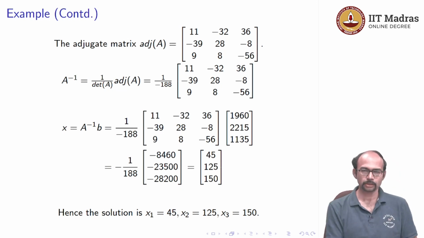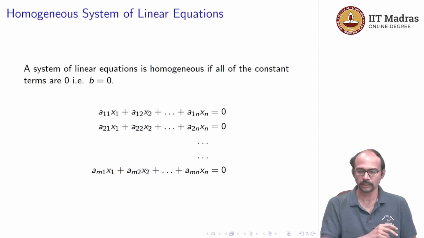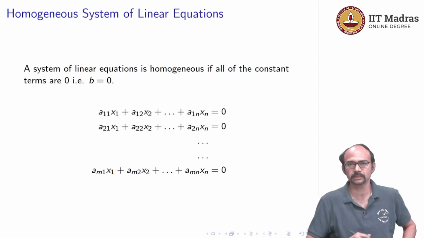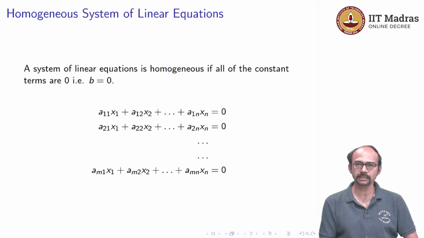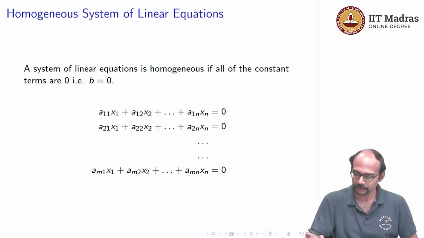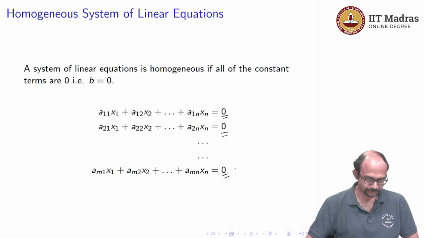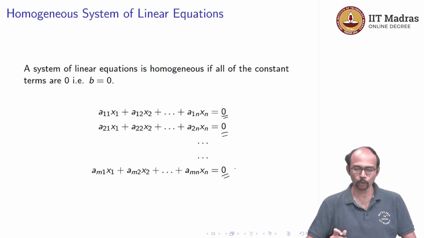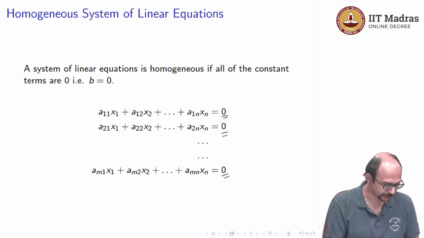Okay. So, finally, we want to look at something called the homogeneous system of linear equations. So, what is a homogeneous system of linear equations? When you write it as Ax equals B, now A need not be a square matrix. So, you could have m equations in n unknowns, but the B is 0. The constants appearing here are all 0. So, if these are 0, it is called a homogeneous system of linear equations.